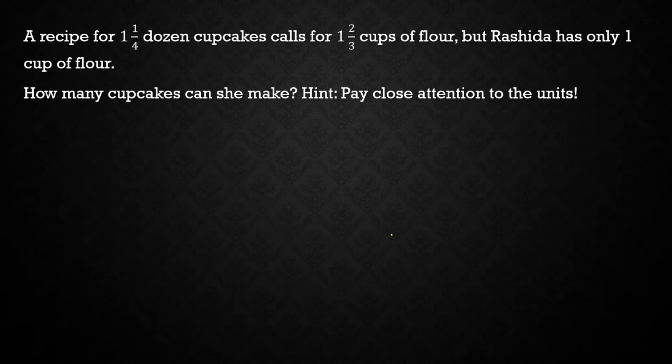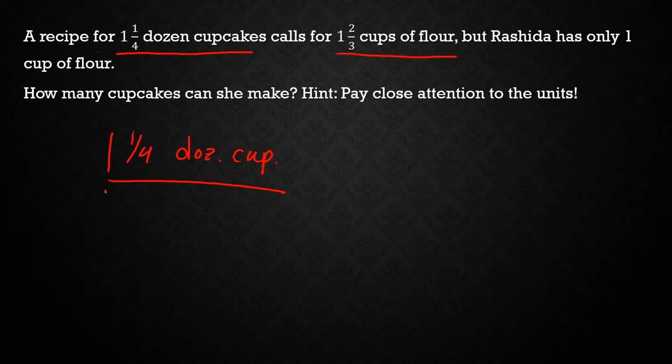A recipe calls for 1 1/4 dozen cupcakes, and it calls for 1 2/3 cups of flour, but Rashida only has 1 cup of flour. How many cupcakes can she make? Okay. So here it's telling us to pay close attention to the units. Always remember that when you are writing these, you need to make sure that you are keeping your numbers attached to their units when you're writing your ratio. So 1 1/4 comes first. This is dozen of cupcakes. And our next is 1 2/3 cups of flour.